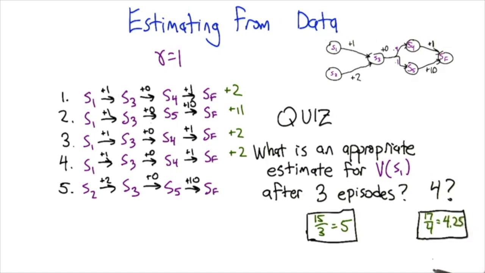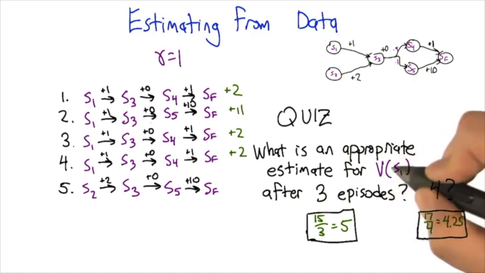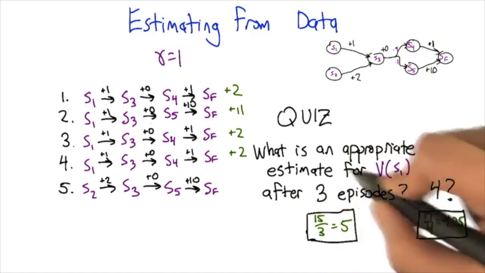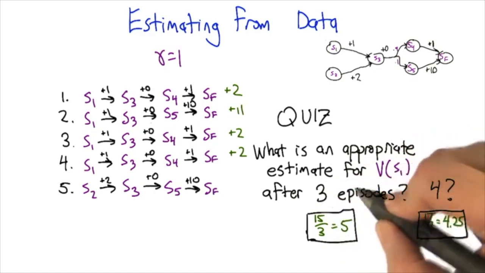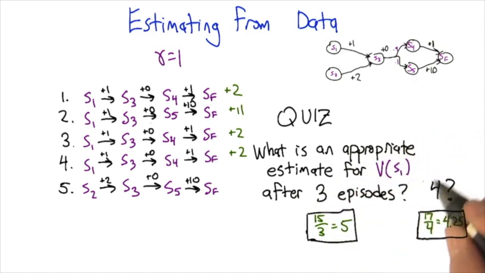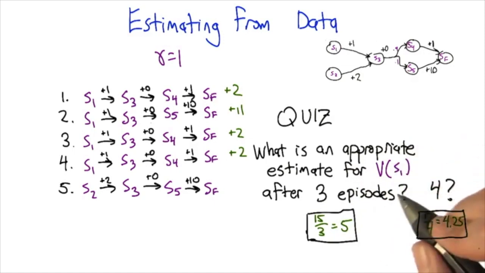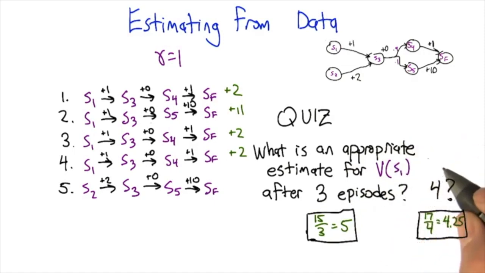Nicely done. Oh, so in fact, I could do this for 1 episode or 2 episodes. That's right. In fact, what we're going to work up to next is how we can incrementally compute an estimate for the value of a state given the previous estimate, right? Given after 3 episodes, how do we get 4? And after 4, how do we get 5? And after 5, how do we get 6? And then after 10,000, how do we get 10,001?